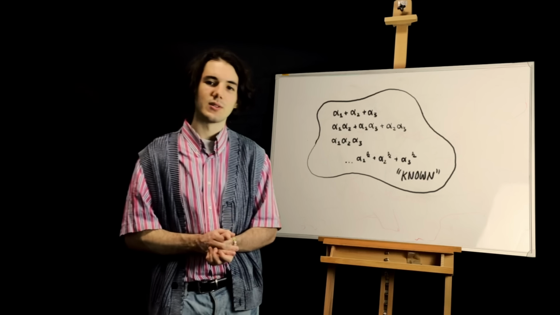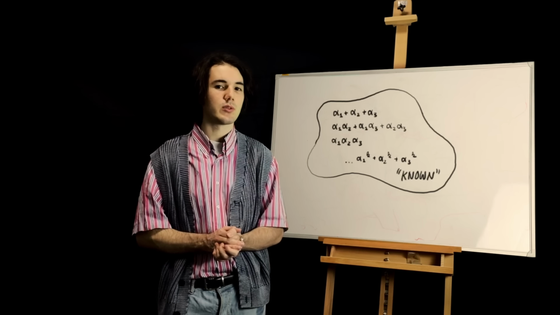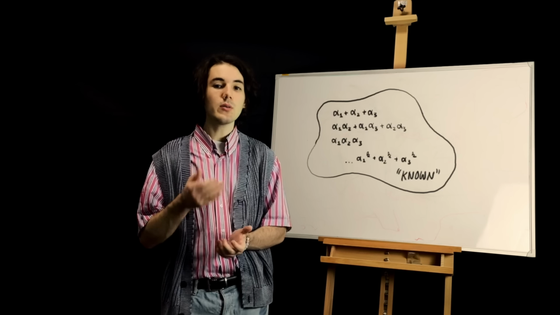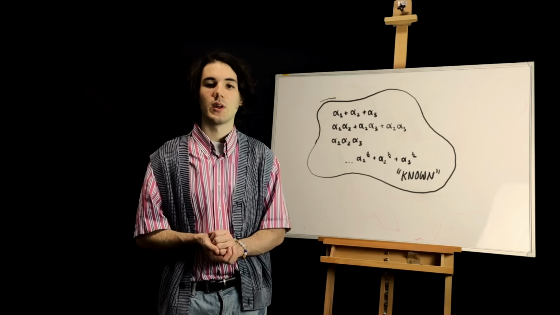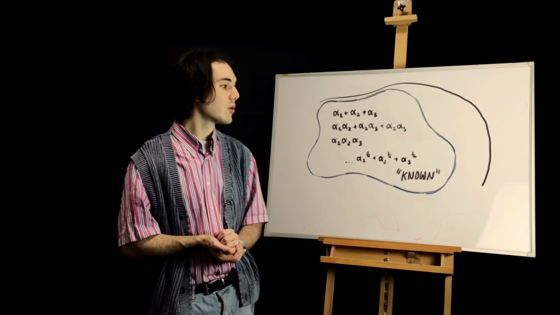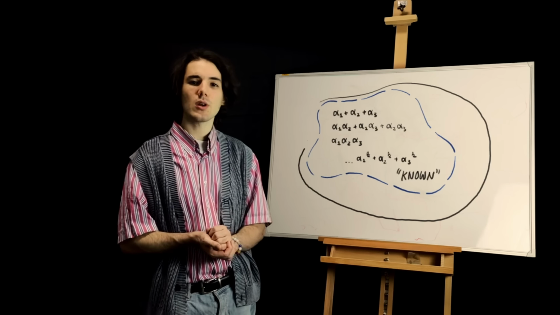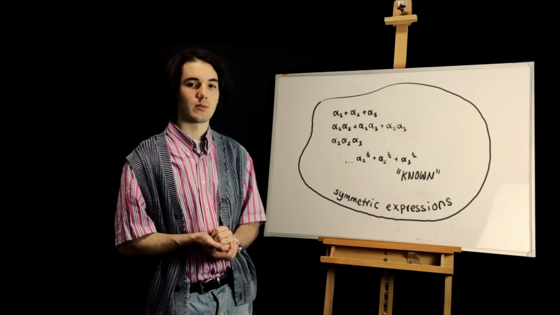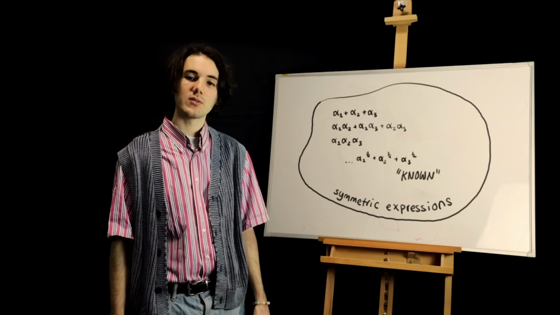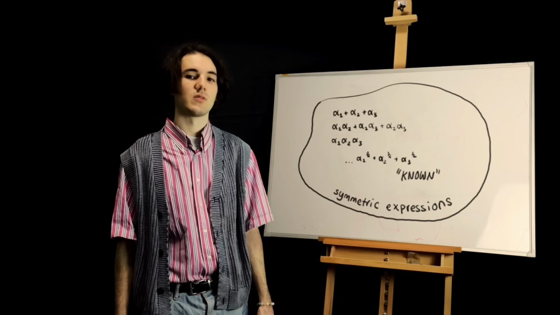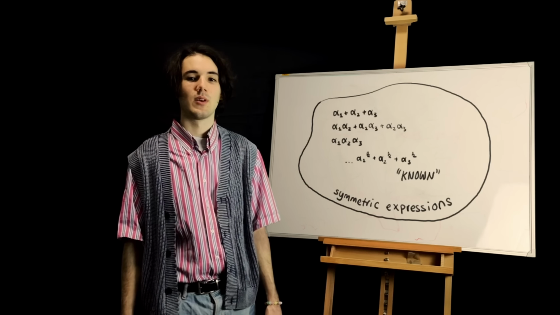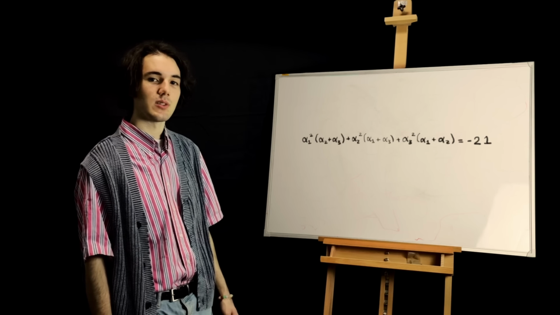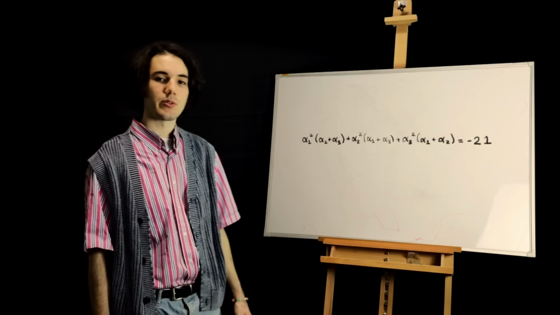Now, already this is a neat result, but it would be a shame if we stopped here, because we're about to get very lucky. Turns out that building on the result about power sums, we are able to show that our bag of known values actually contains a much larger class of expressions: all symmetric expressions in the roots. In other words, all symmetric expressions in the roots of a polynomial are known values. For instance, this expression works out to be exactly minus 21. Let me show you how to derive that.